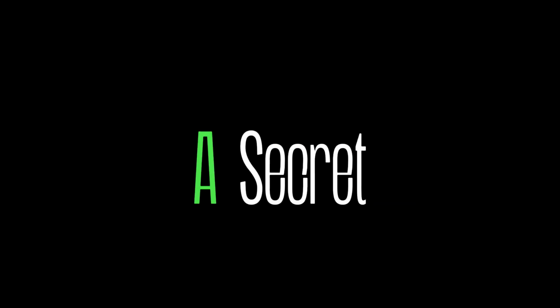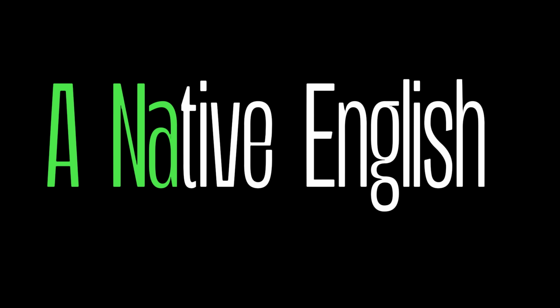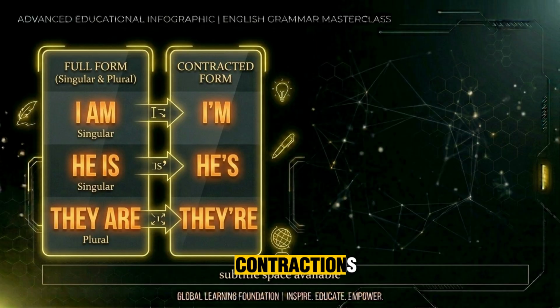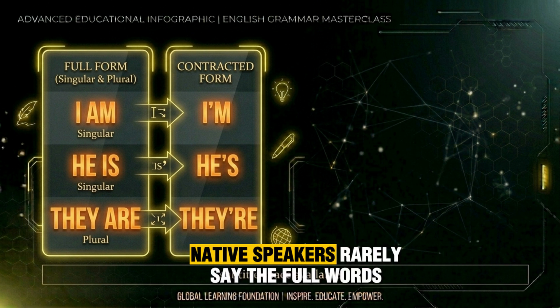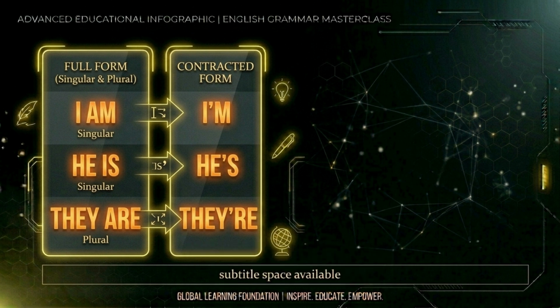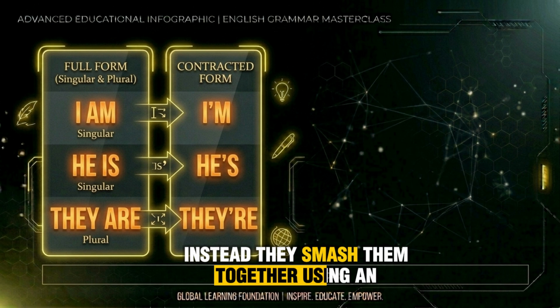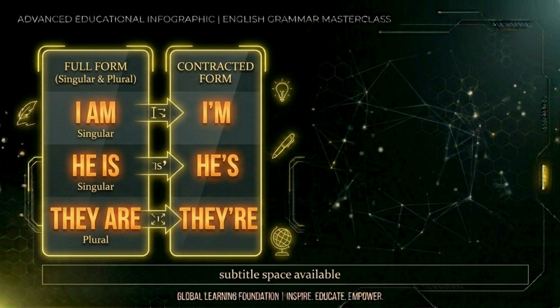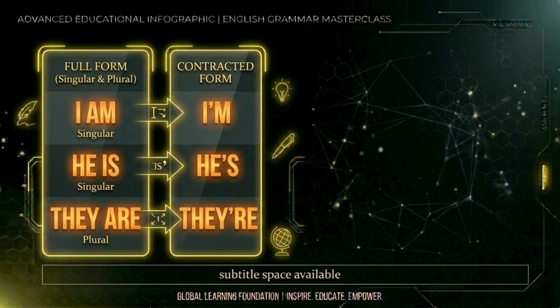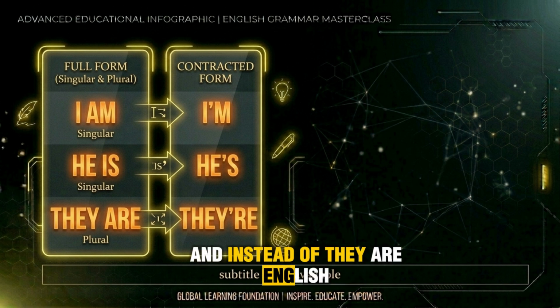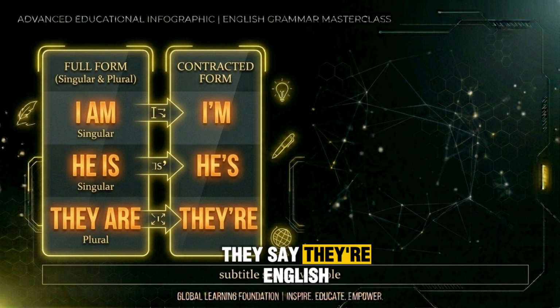Now, here is a secret to sounding like a native English speaker. Contractions. In everyday conversation, native speakers rarely say the full words. Instead, they smash them together using an apostrophe. Instead of saying, I am tired, they say, I'm tired. Instead of he is busy, they say, he's busy. And instead of they are English, they say, they're English.